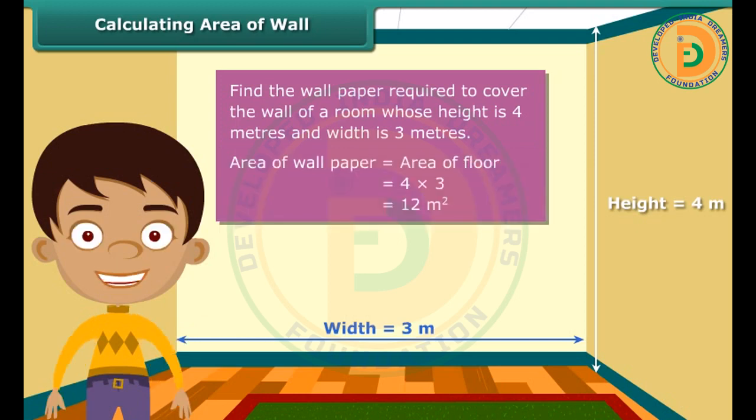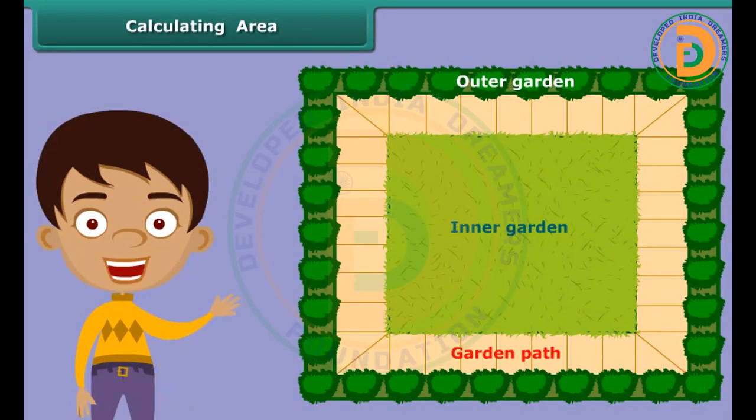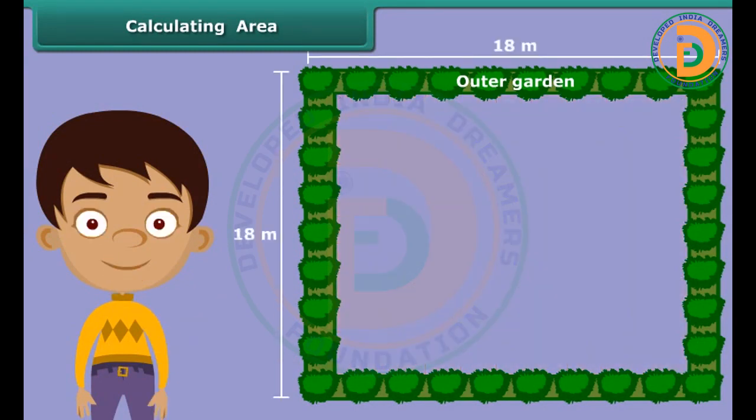The area of the wall is 4 meters multiplied by 3 meters, which is 12 square meters. So, 12 square meters of wallpaper will be required to cover the wall of Nidhi's room. Now let us advance a little further. Suppose there is a square garden of 18 meters.